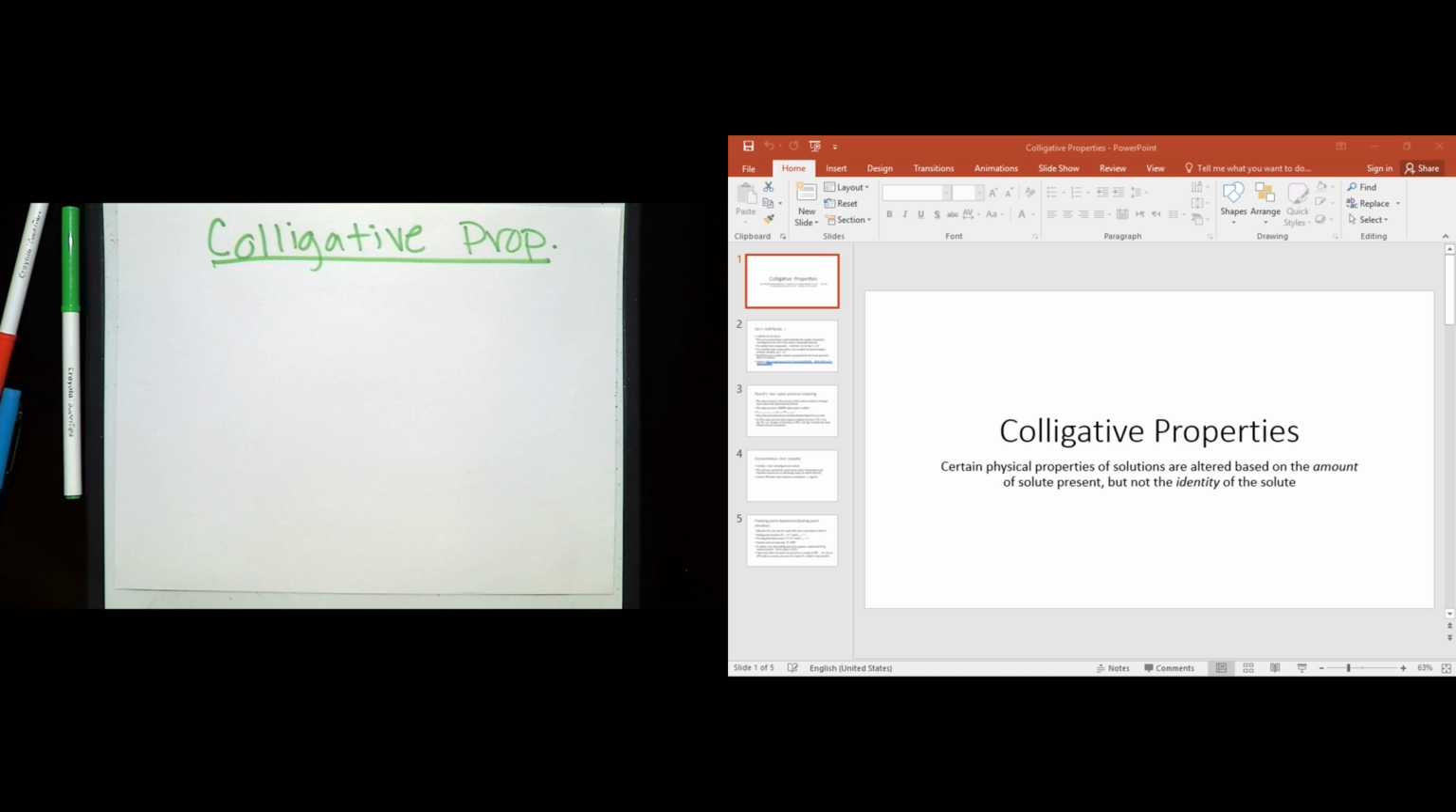So I have a PowerPoint presentation called Colligative Properties. For this first video, we're going to do the first 2 slides. There's an intro slide, and then the next slide is the Van't Hoff factor. Then I'll have a few other shorter videos for the other slides.